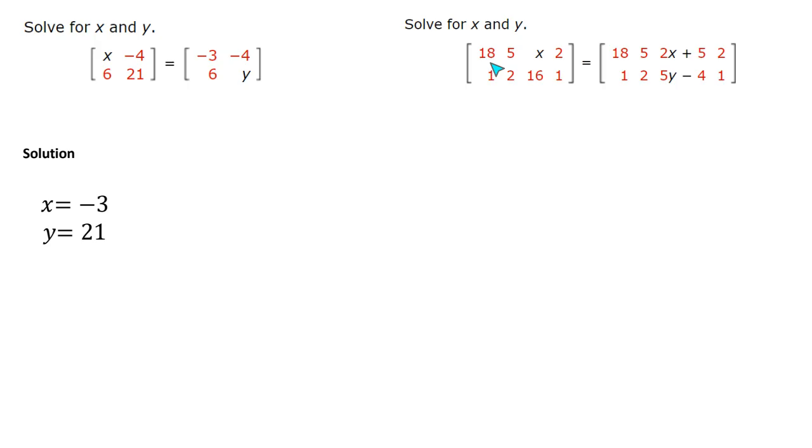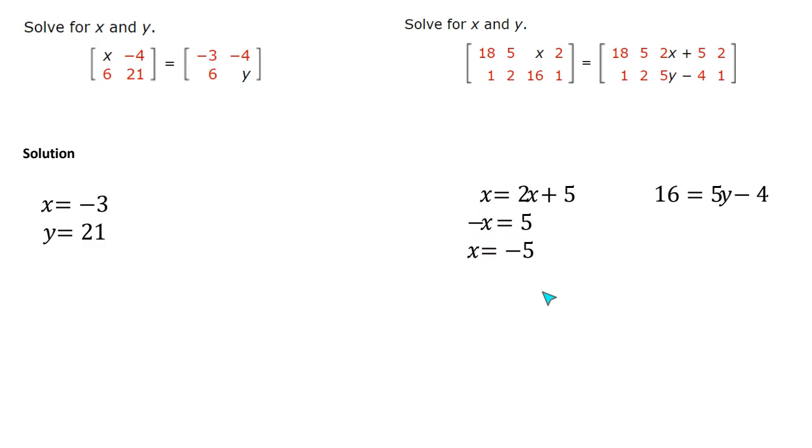If we look at the next one here, we have two equal matrices. So 18 is 18, 5 is 5, and then we have X and 2X plus 5, 2 and 2, and so on. So since I know that these are equal to each other, then we can go ahead and solve for our variables. So X is equal to 2X plus 5, and then I have that 5Y minus 4 is equal to 16. So now I can just solve these equations.